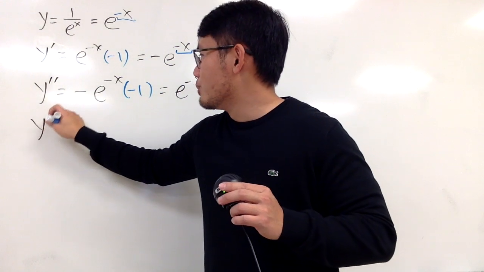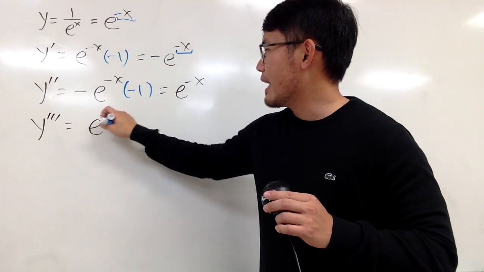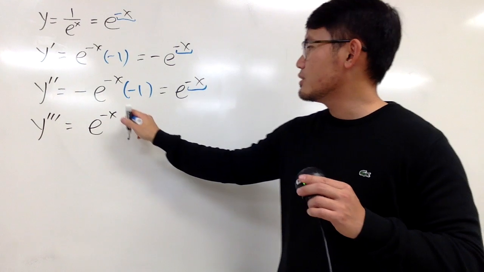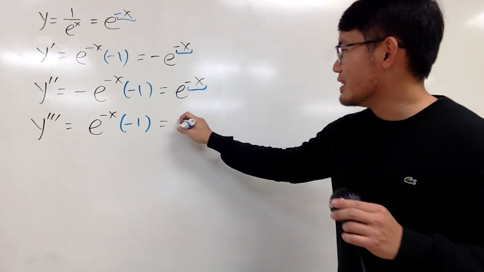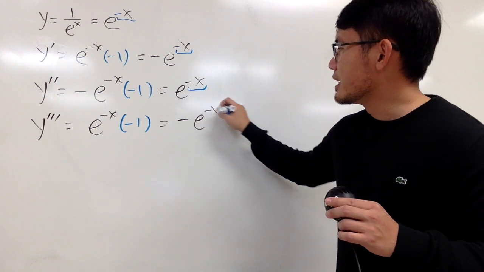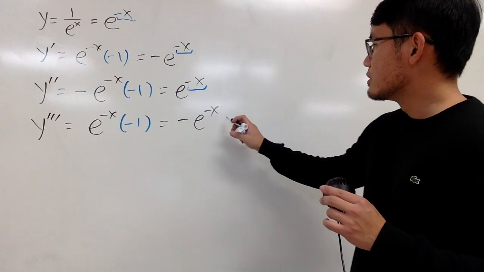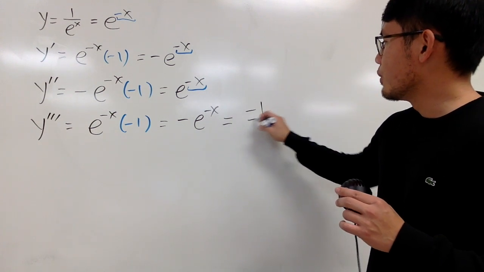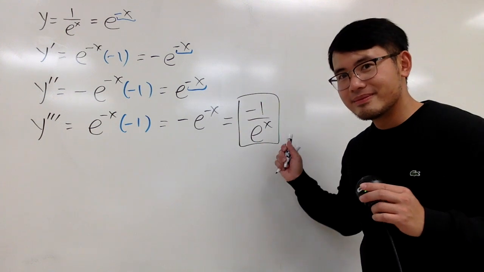So you have y triple prime. And you get this right here. And the derivative of negative x is just negative 1. So in the end here, you have negative e to the negative x. And of course, we can write this down in the denominator. So we can write this as negative 1 over e to the positive x. That's it.